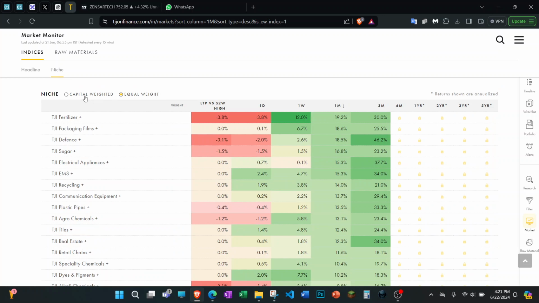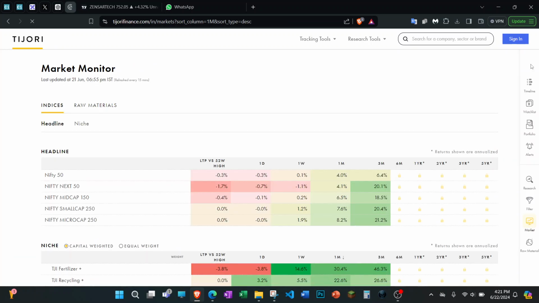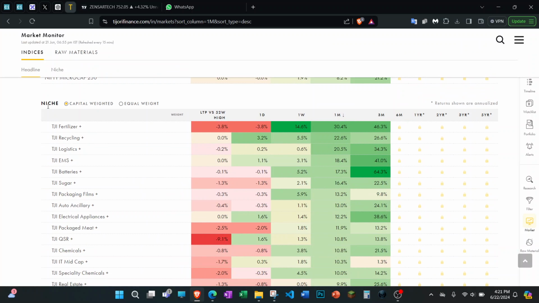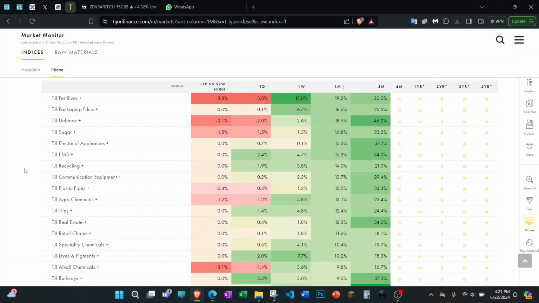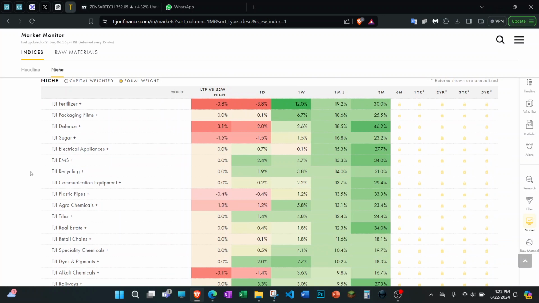So here are two options. One is capital weighted and one is equi weighted, right? Capital weighted simply means it will give you the names of those sectors with the highest overall market cap, versus equi weighted, which means it will give equal weightage to all the stocks, right? So we'll focus on equi weighted.